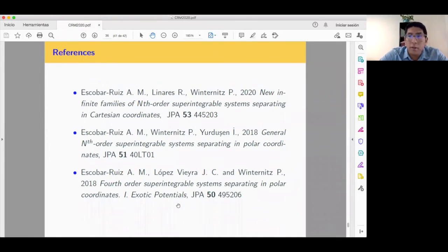Here, let me finish with some references. In the first paper, you can find all the relevant equations, the nonlinear equations, which I didn't present here. And about the separation of variables in polar coordinates, also with Ismet and Lopez Vieira, in these two papers we present in detail all the reasons.